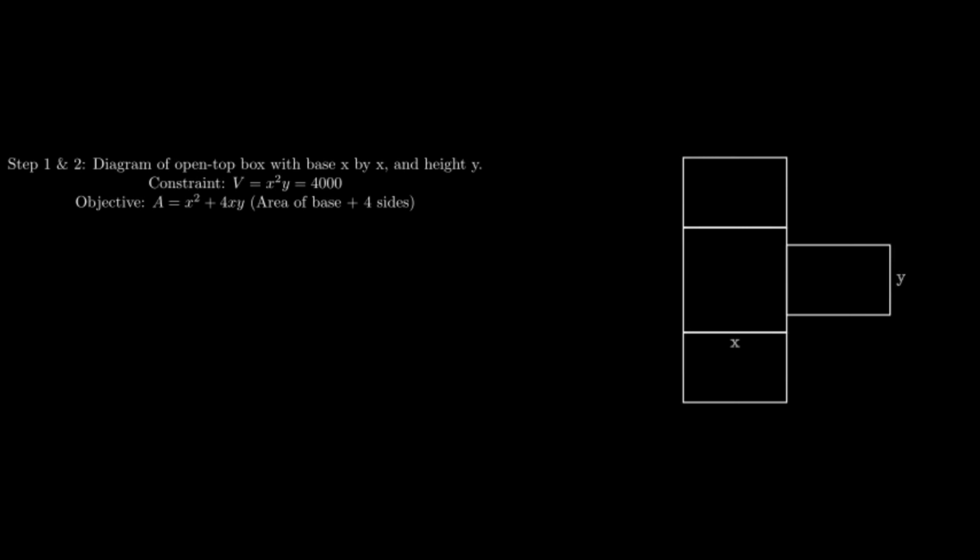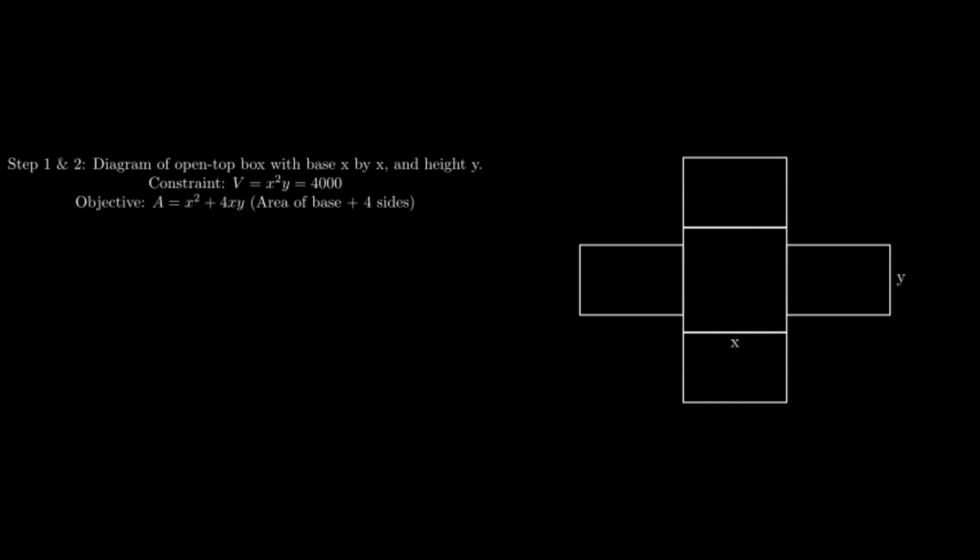Steps 1 and 2. Let the square base have side length x and the height be y. The volume, our constraint, is x squared times y, which equals 4,000. The surface area which we want to minimize is the area of the base, x squared, plus the area of the 4 sides, 4 times x times y.